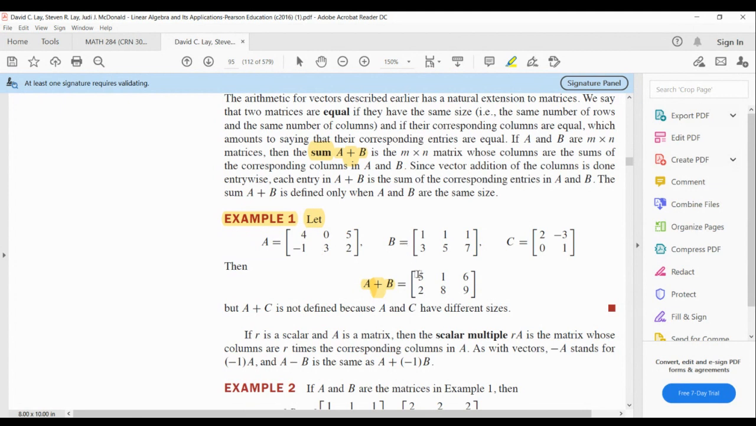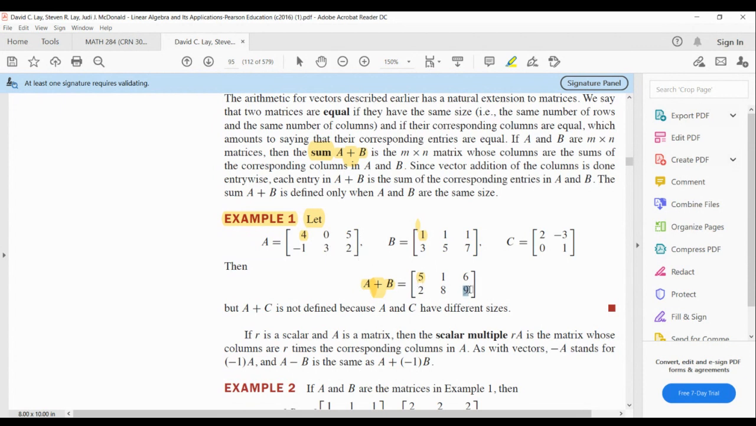And when they add A plus B, I notice they get a 5 there in that spot. Well, how are they getting a 5? Who can chat that out? How do they get that? That's right, Olivia. That's right, Natalie. 4 plus 1. So it's intuitive that if we're going to add 2 matrices, we would add them element by element. So 4 and 1 make 5.